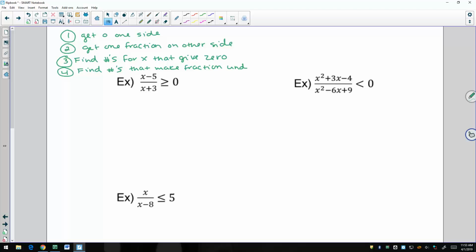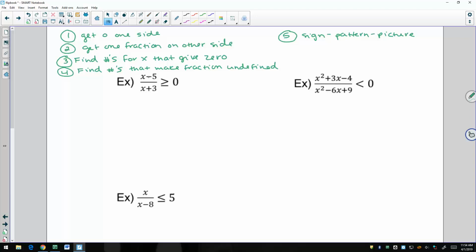And then you're going to make a sign pattern picture. And I will review how to do that. That was back a couple units ago. Sign pattern picture. Okay, so step 1 is already done for the first example. 0's on one side, one fraction on the other.